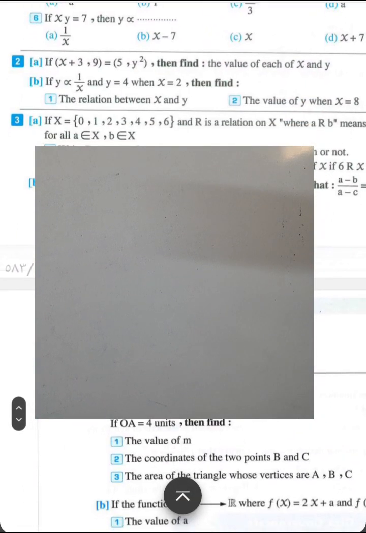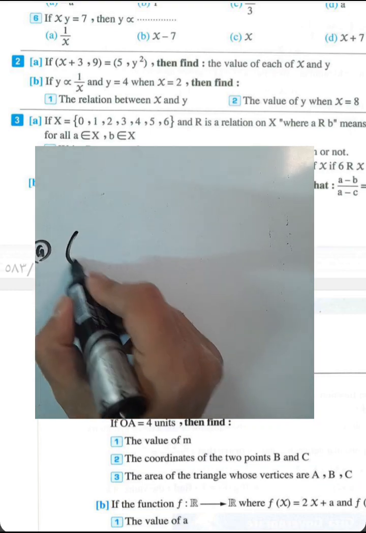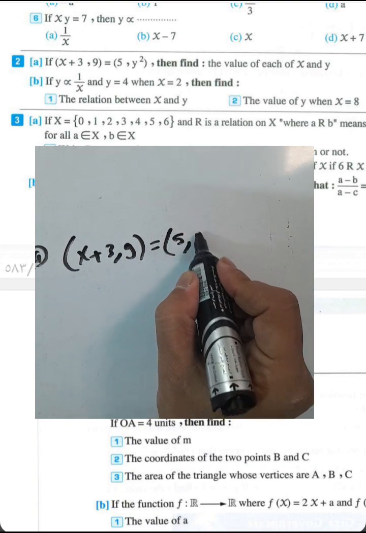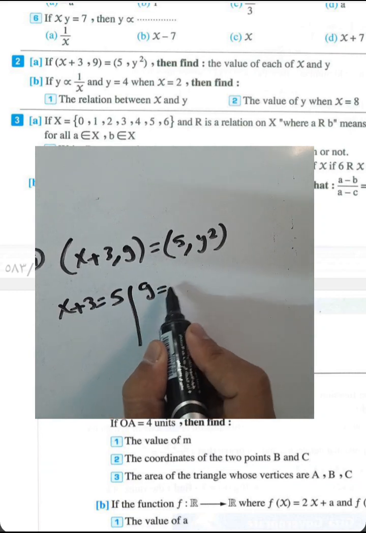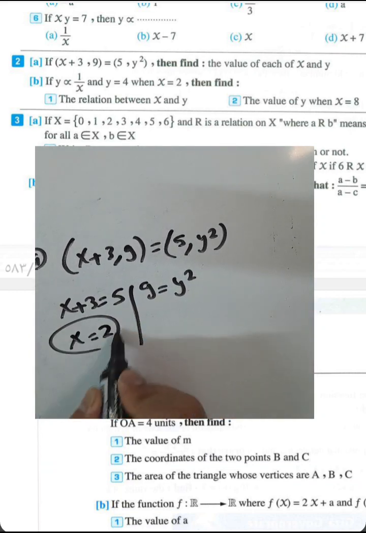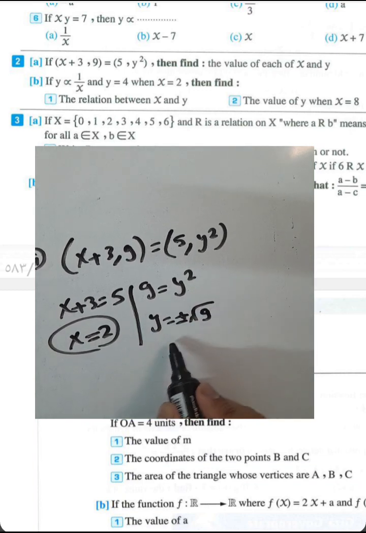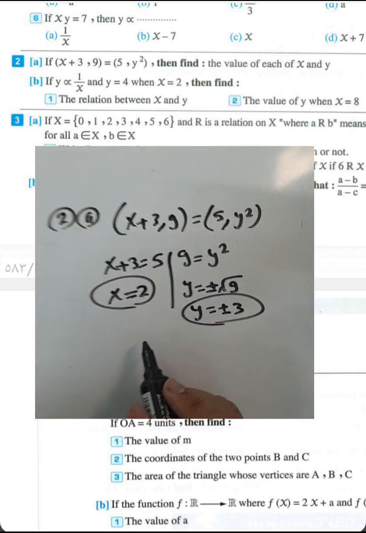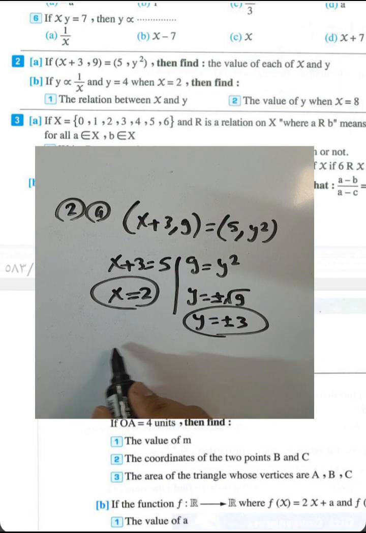Question number 2. If this ordered pair equals this ordered pair, find the value of x and y. We have the ordered pair (x plus 3, 9) equals the ordered pair (5, y power 2). Then x plus 3 equals 5 and 9 equals y power 2. Then x equals 2, and y equals positive or negative square root of 9, then y equals positive or negative 3. We have the value of x and the value of y. Okay, question letter B.